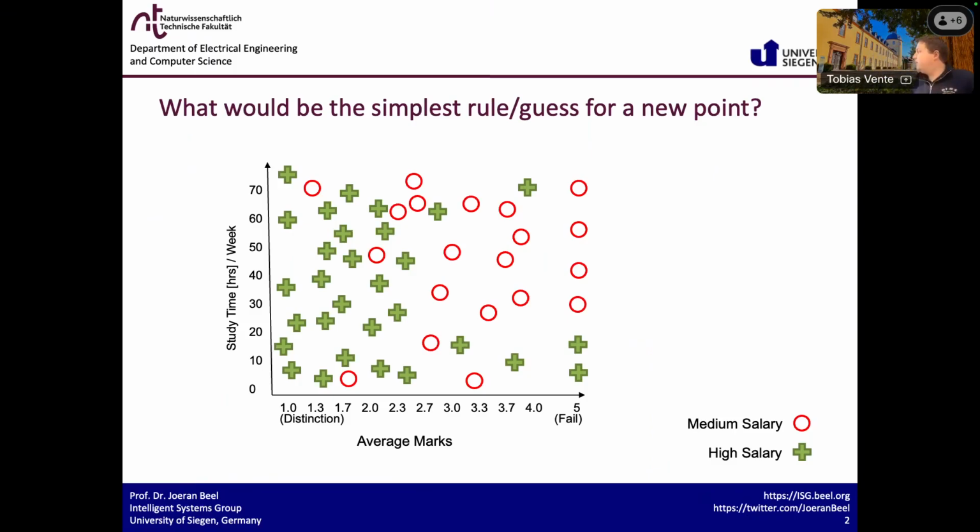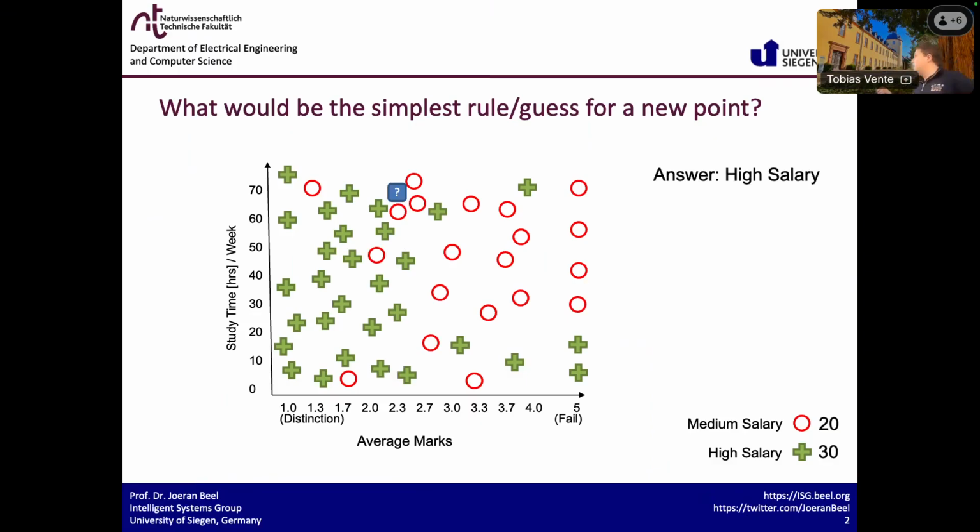So basically what you're saying is if your mark is between 1.0 and 2.0, and your study time is below 30 hours per week, you have a high chance to get a high salary job. And that's exactly what decision trees do in general. They find these rules to split the data space into multiple parts to easily classify data points.